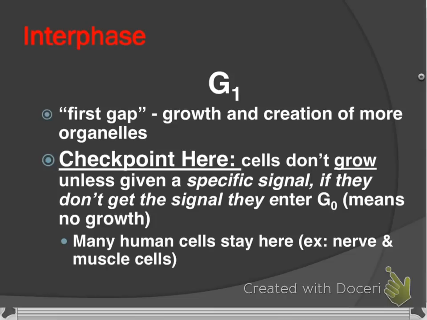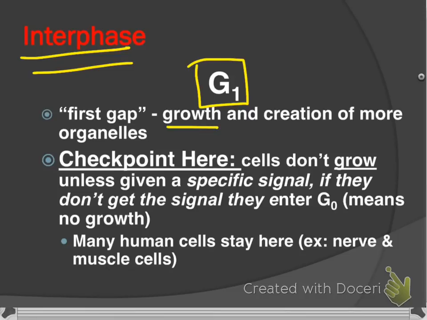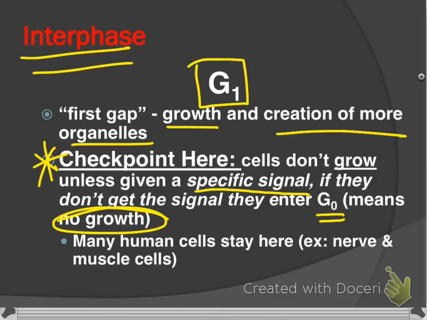So the first stage, and this is interphase, remember, is G1. G1 is the first gap. This is where the cell grows and creates more organelles. If a cell is going to divide, you need more mitochondria, more Golgi bodies, more ribosomes to go into both cells. Key thing to note, there's a checkpoint here. So they won't do this growing unless they're given a specific signal. If they don't get the signal, they enter something called G0, which means no growth.